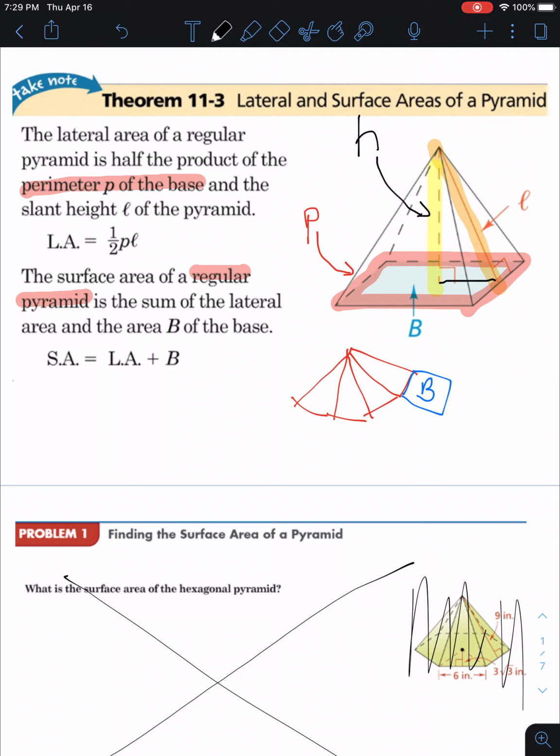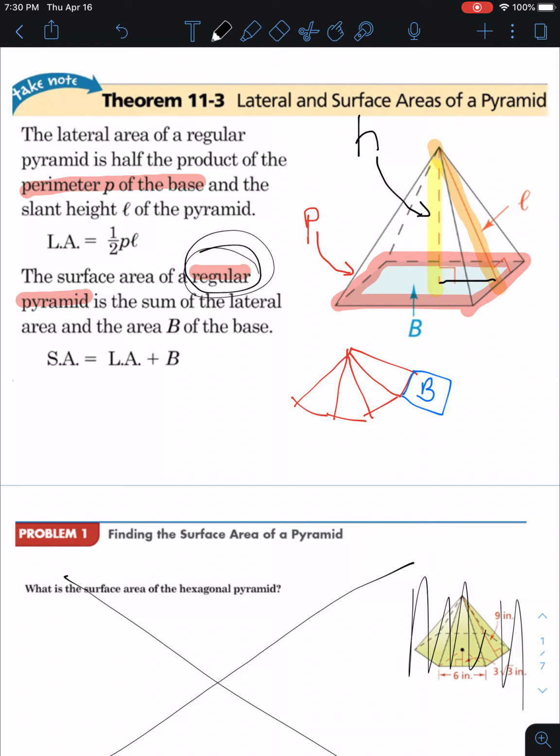Anyway, it's a regular pyramid. Notice down here, I'm circling the word regular. Regular just means it's going to be a square, or all the sides of that base are going to be the same. So if it was a regular hexagon, all 6 sides would be the same. If it was a regular octagon, all 8 sides would be the same. Due to the time of the COVID crisis, we're only going to be looking at square bases, so these are all going to look like this one.